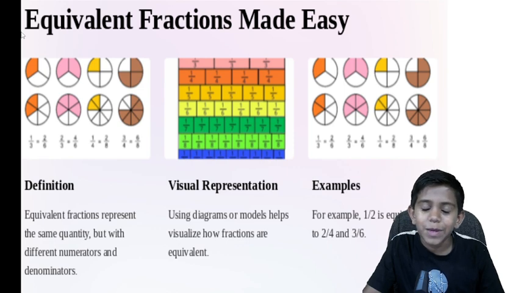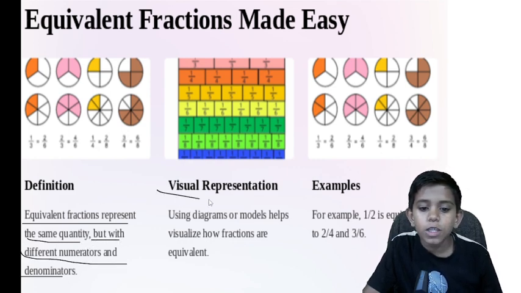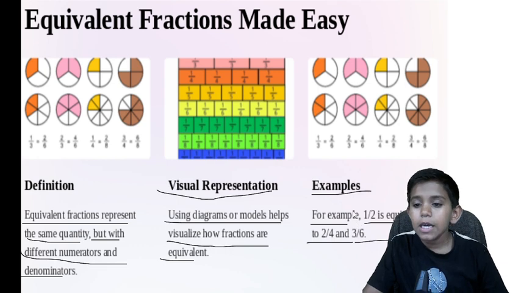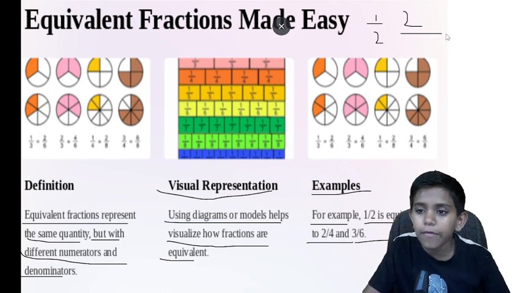Equivalent fractions made easy. Definition: equivalent fractions represent the same quantity but with different numerators and denominators. Visual representation: using diagrams or models helps visualize how fractions are equivalent. For example, 1 by 2 is equivalent to 2 by 4 and 3 by 6. 1 by 2 means half, 2 by 4 also means half, and 3 by 6 also means half.